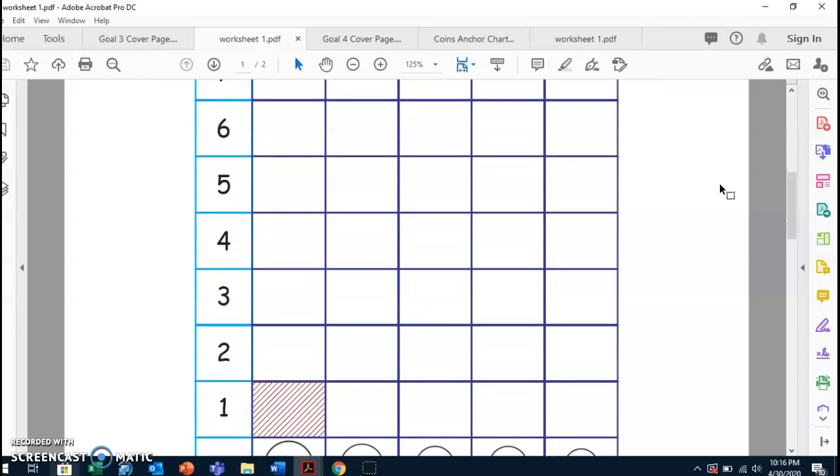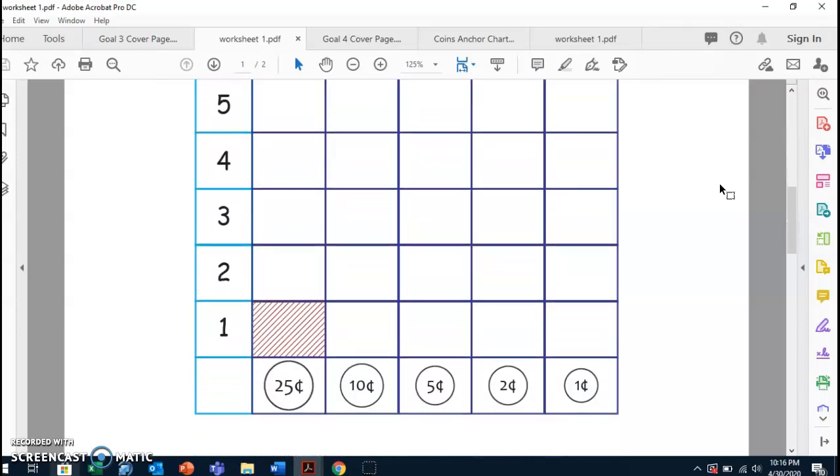And now you're going to use the graph. So how many quarters? And you're going to shade how many quarters. How many dimes? Shade how many dimes. And so on and so forth. This is going to be goal number 3, your first worksheet.